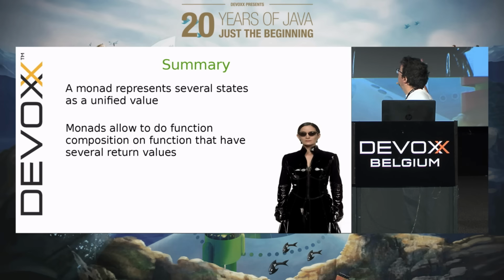Obviously, a monad is represented by Trinity, because it's a way to represent several states as a unified value. That's basically what a monad is. A monad is just a way to represent several states as just one value. And why is it interesting to do that? It's because you can do composition. Once you have represented all your states as only one value, you can chain your calls. Okay?